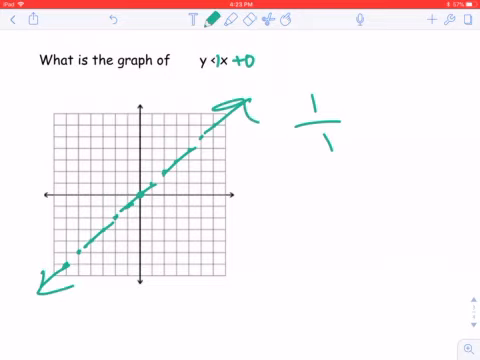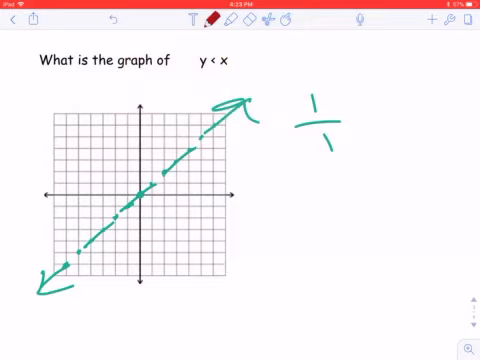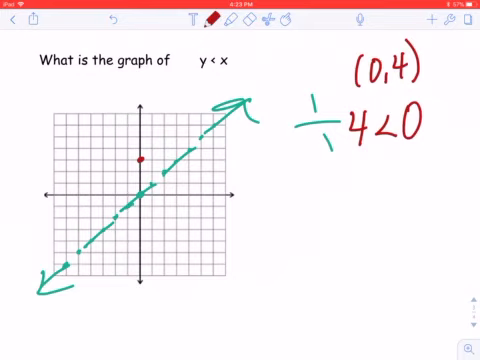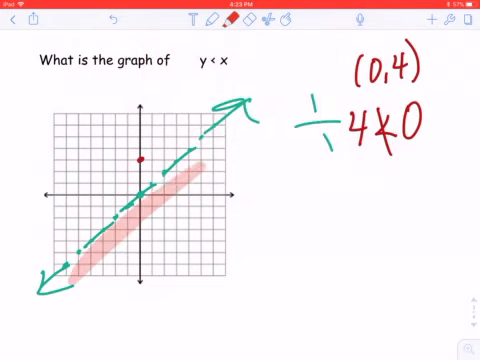In this linear inequality, I cannot use 0, 0 as a test point because it's on my line. So I'm going to pick a different test point. I'm going to choose the point 0, 4 as my test point this time. So 0 is the x value and 4 is the y value, so I'm going to see, is 4 less than 0? That is not true, so that means my test point is not a solution, so I'm going to shade the opposite side of my dashed line.